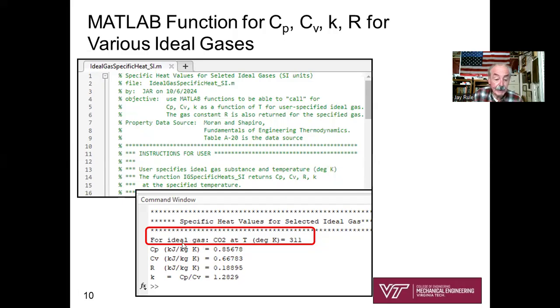And the command window output is going to say, well, this is what you put in for the ideal gas CO2 at a temperature of 311. Here are your properties. CP at that temperature for carbon dioxide, CP is 0.857 kilojoules per kilogram degree K. CV is 0.668 kilojoules per kilogram degree K. R is this, okay? And K, which is always CP over CV, is simply dividing one lookup number by the other, 1.3. So you get the idea of this basic, simple lookup tool that you can use for table A20 lookups.